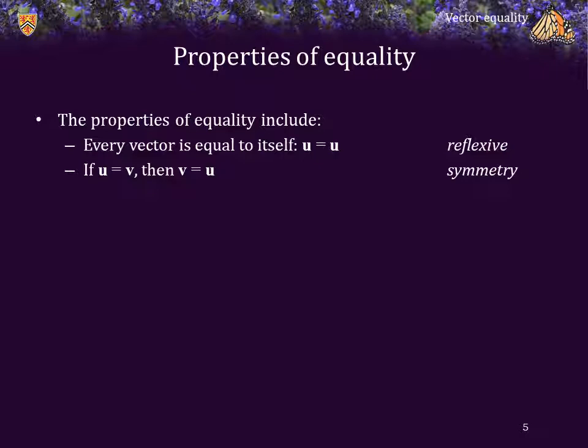So the symmetry property is significant, and not all relations have this property. On the other hand, equality is also transitive. If u is equal to v and v is equal to w, then u must also equal w. Now, you'll notice that the less than relationship is also transitive. If x is less than y and y is less than z, then x is less than z as well.